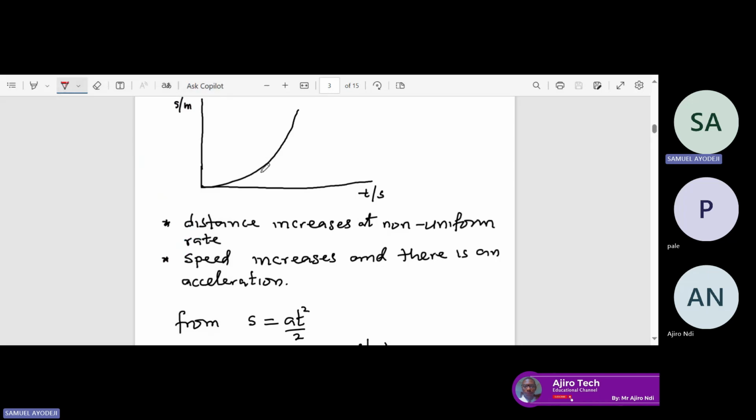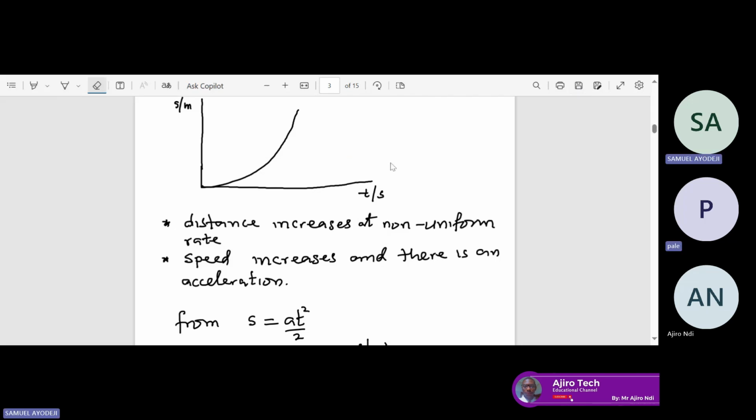Draw a line to any point, and look at this angle here. As you are going higher, what happens? It increases. So that's just a way of showing it. It's a graph in which the gradient increases. So that means the speed increases.